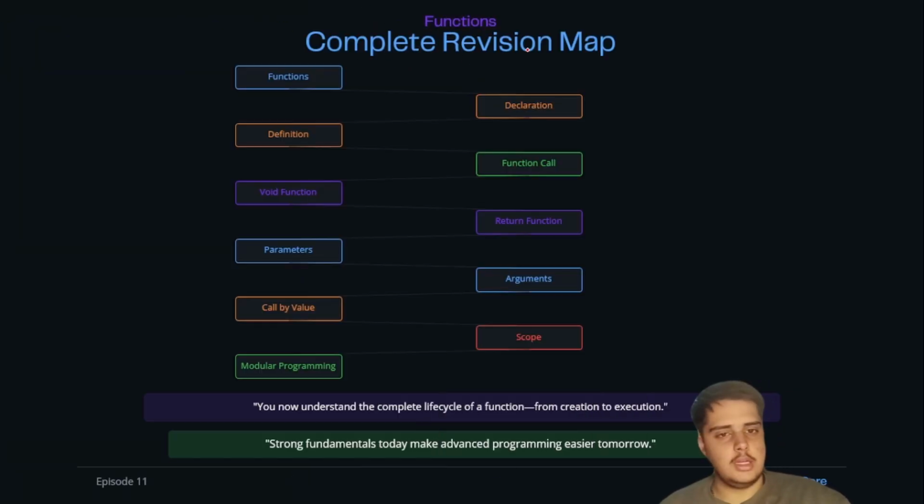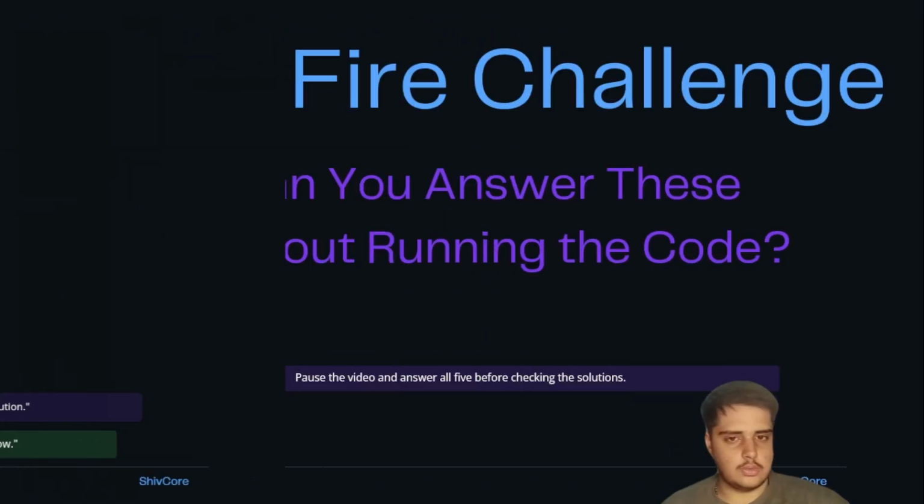So, function complete revision map. We have done functions, declaration, definition, function call, void function, return function, parameters, arguments, call by value, scope, and modular programming. So you now understand the complete life cycle of a function from creation to execution. The strong fundamentals today make advanced programming easier tomorrow.